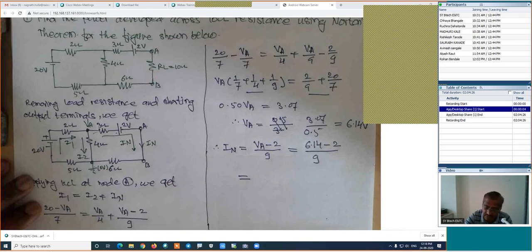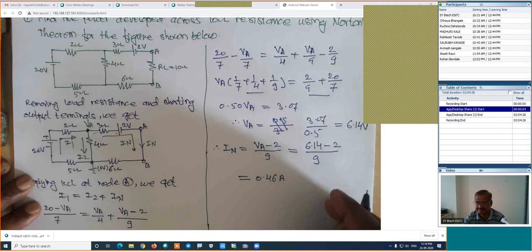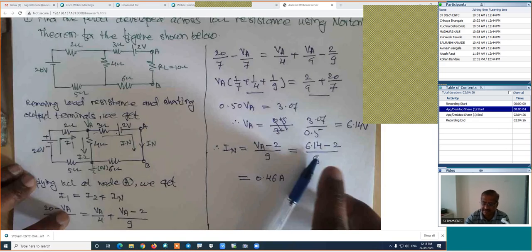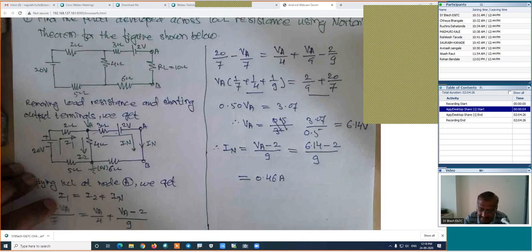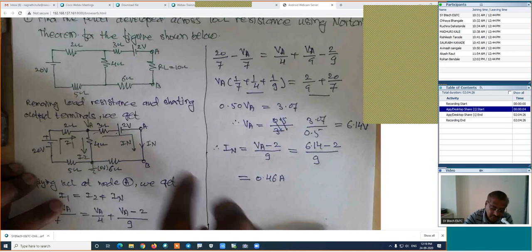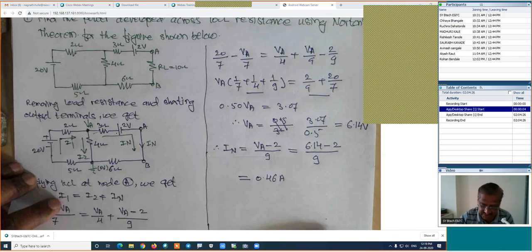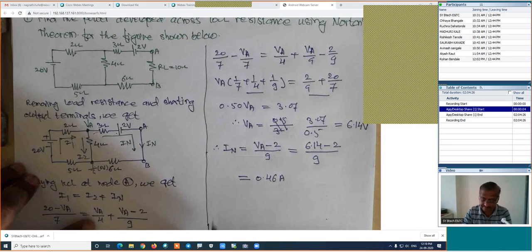0.46. 0.46 amperes is the IN. This is right. Now, if we know the IN, we can find out the value of RL. And for the calculation of RL, we will remove the load resistance and we will replace the sources by the respective internal resistances. I will use the same.